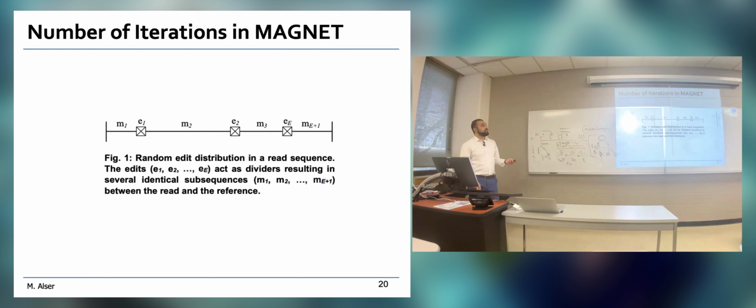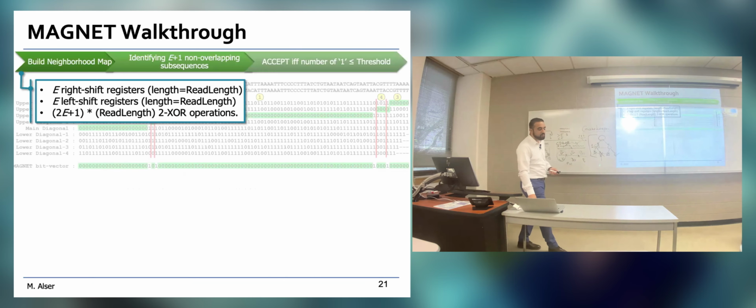So basically, whenever we have an edit operation, it's going to split the correct alignment or the correct CIGAR into E plus 1 segments. So if we have 3 over here, we'll always have 4 segments of zeros. And that would be the answer to the problem.